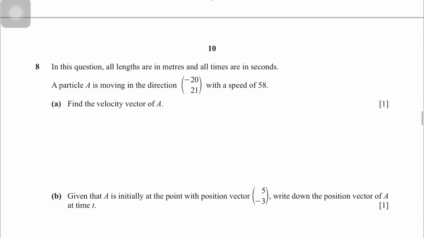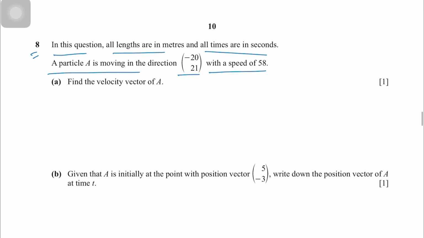Now moving on to question 8. In this question all lengths are in meters and all times are in seconds. A particle A is moving in the direction (−20, 21) with a speed of 58. Now we have the speed of 58. Let's just calculate the magnitude of this. This would be 20 squared plus 21 squared. We get our answer as 29, but the speed is 58. Since the speed is 58, we need to divide it by 29, so this would be 2.